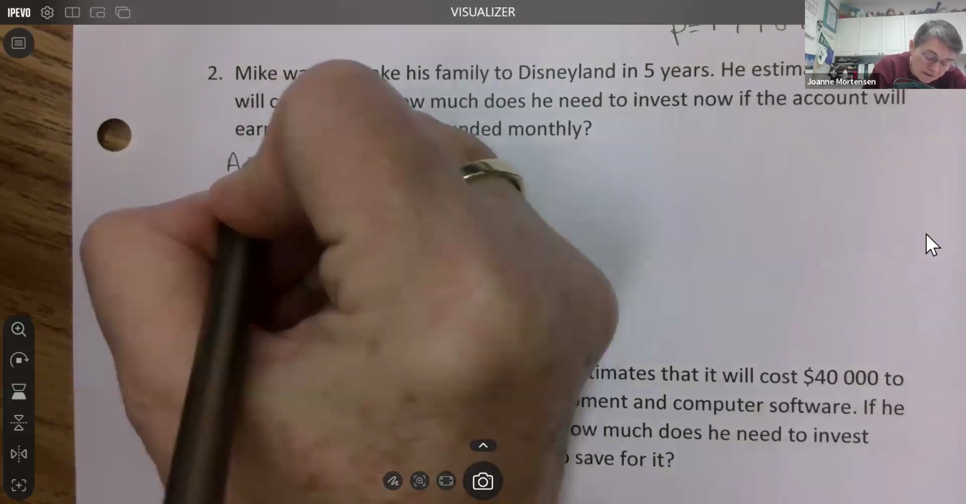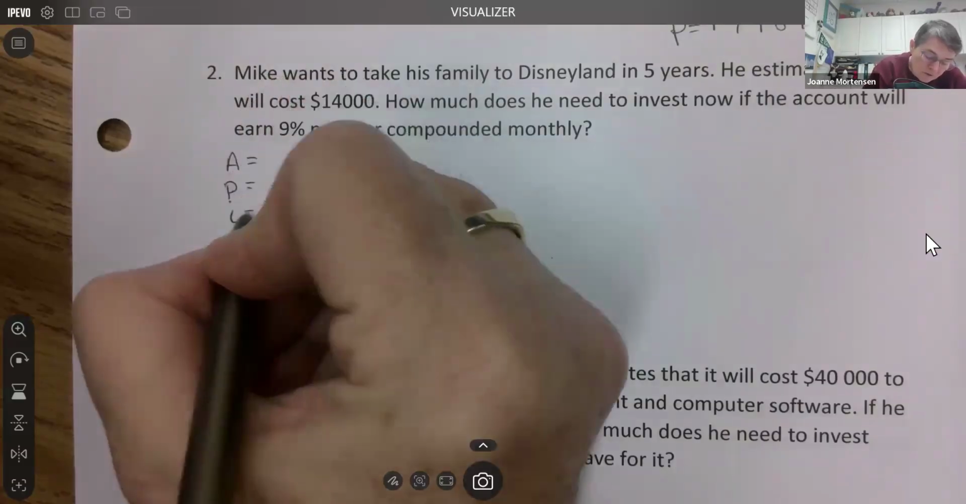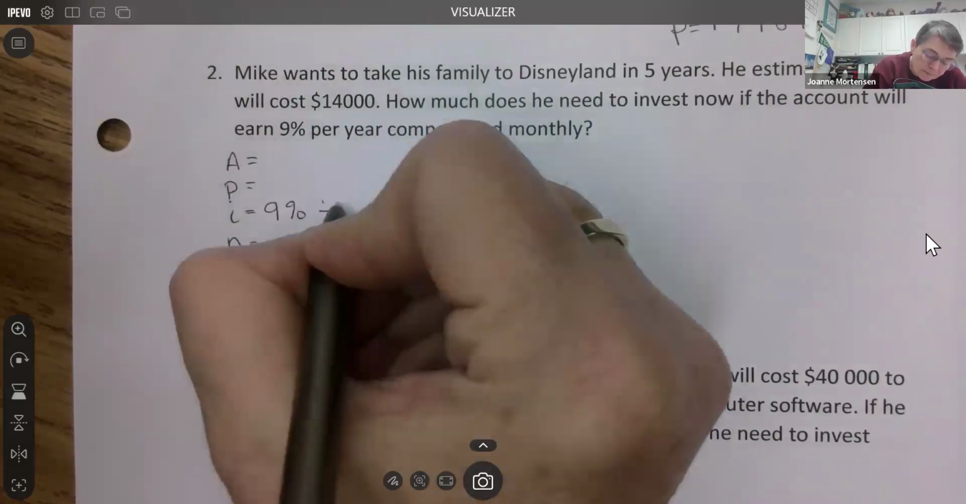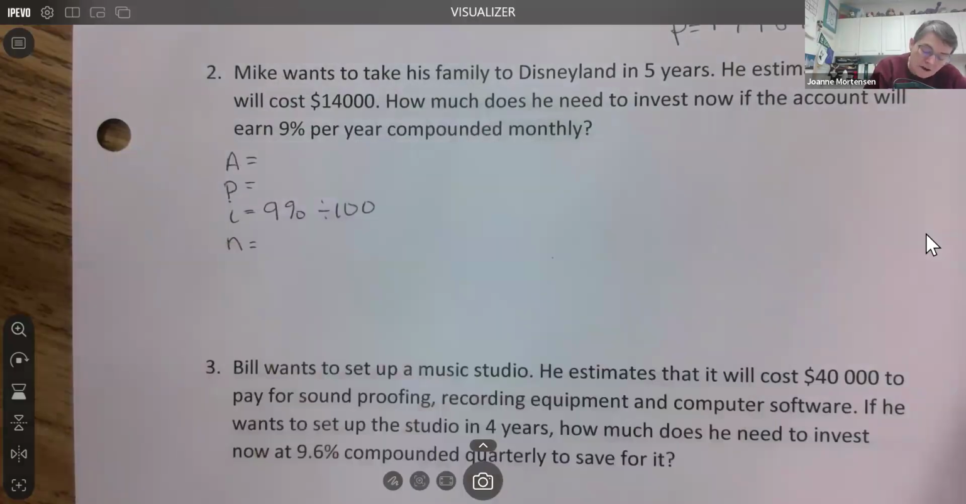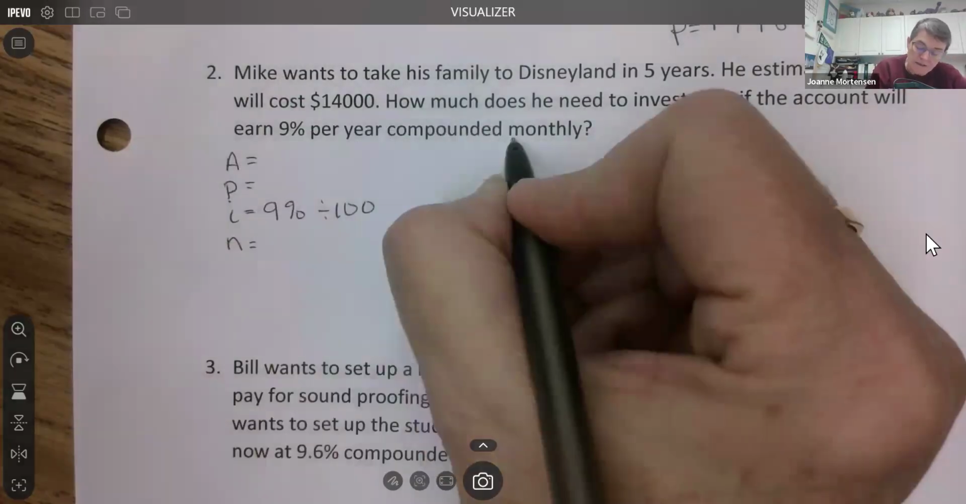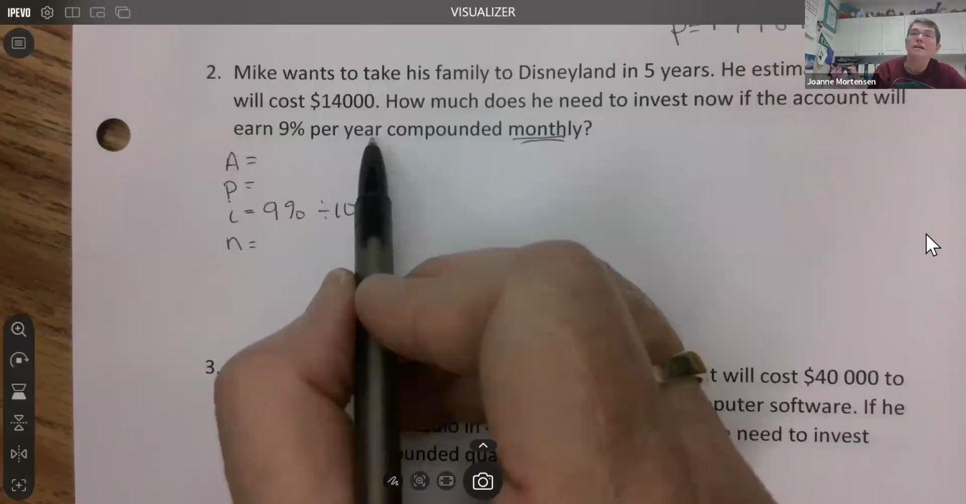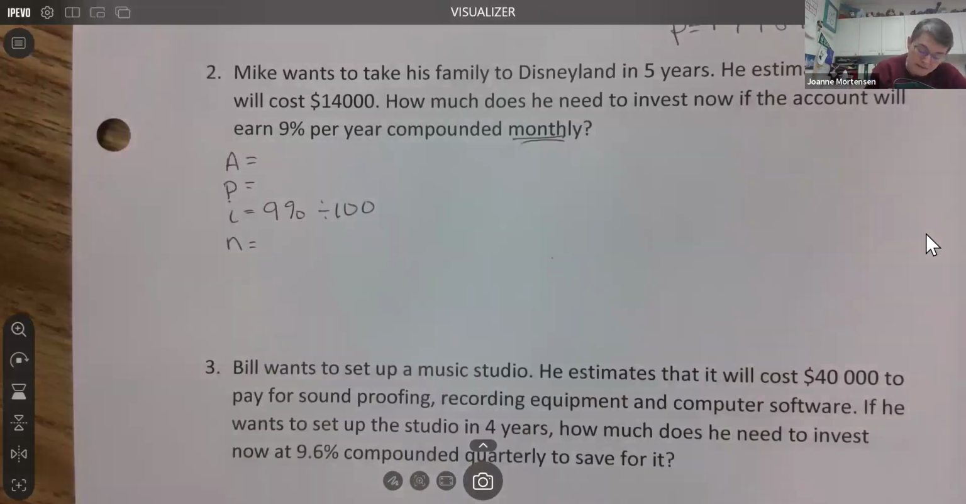APIN. 9 percent divided by 100. Now I pay attention: compounded monthly. Right? This whole "per year" thing over here, that's just the way you're supposed to write it.